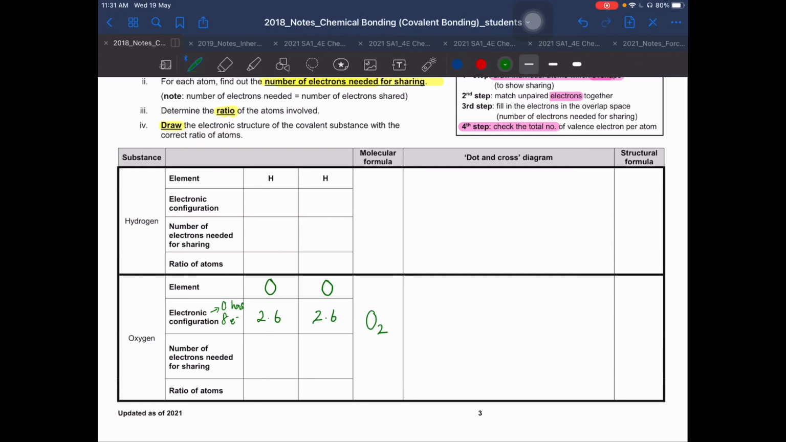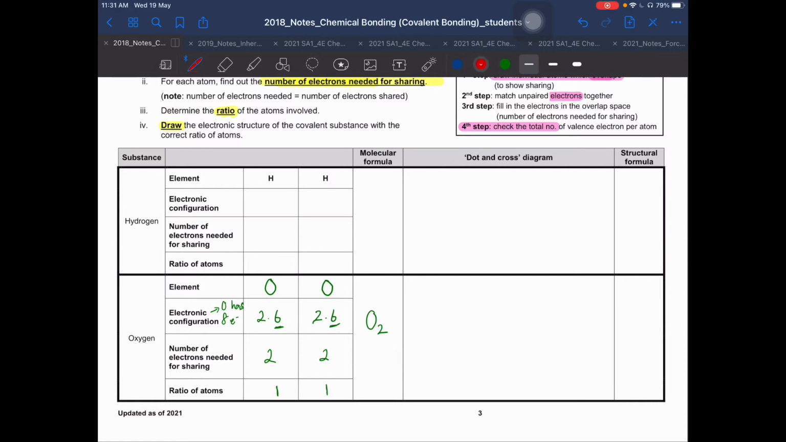How can they be stable? We want to make sure that we can fill this up all the way until we reach 8. But this time around, both of them are non-metals in the periodic table, so they will share. How many do I need to share? I need to share 2 more to be stable. So in terms of ratio, it's a ratio of 1:1.